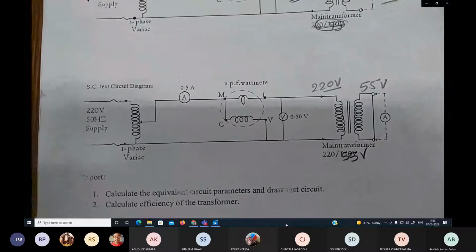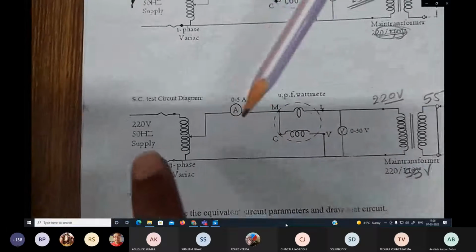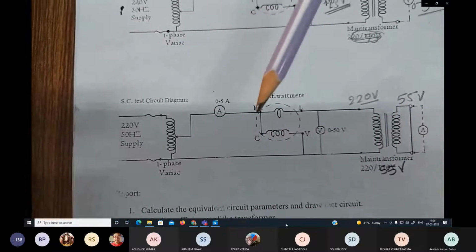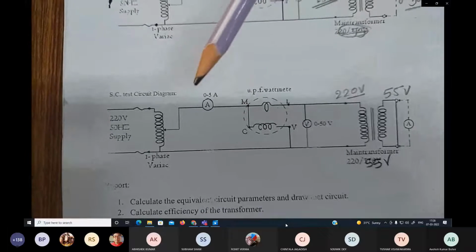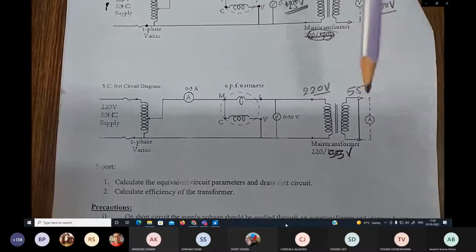We will choose that winding as the primary winding because we are going to give the power from the variac or thermostat. That's why this 220 volt side winding will be called the primary winding, and the 55 volt winding will be called the secondary winding.